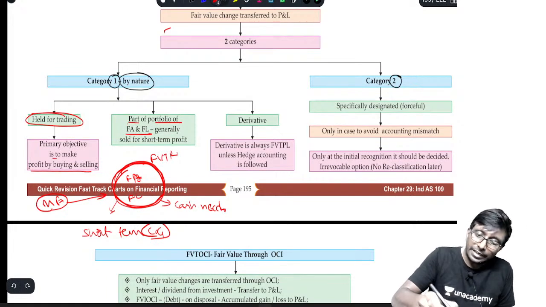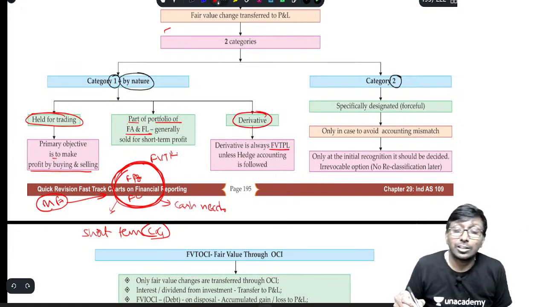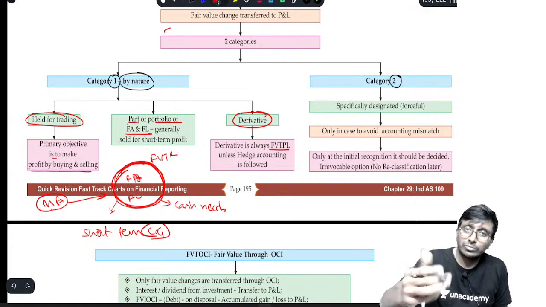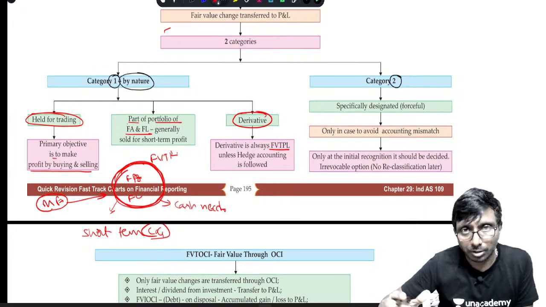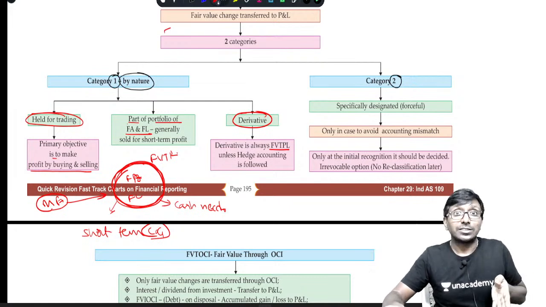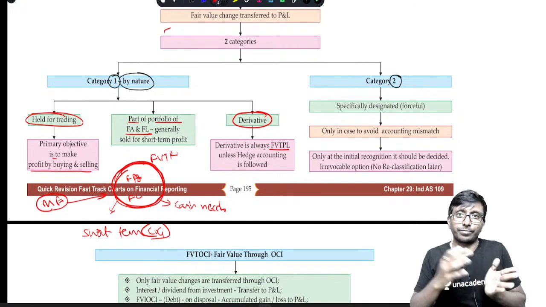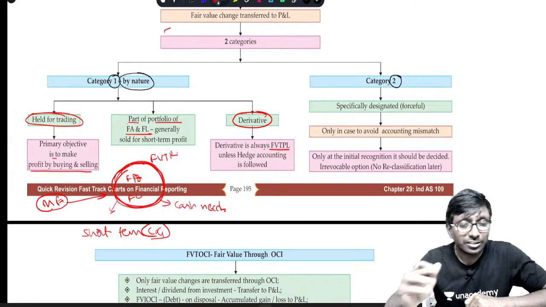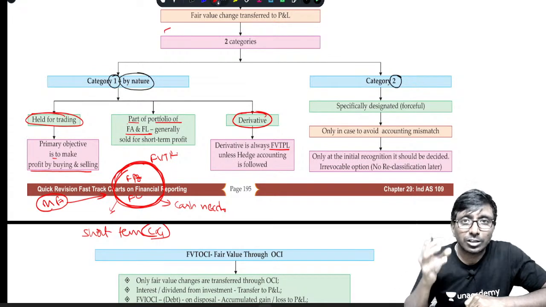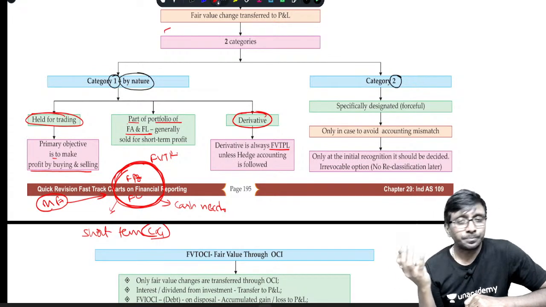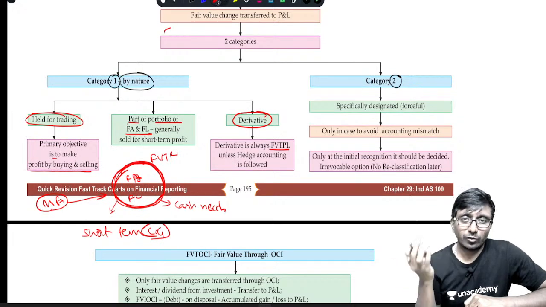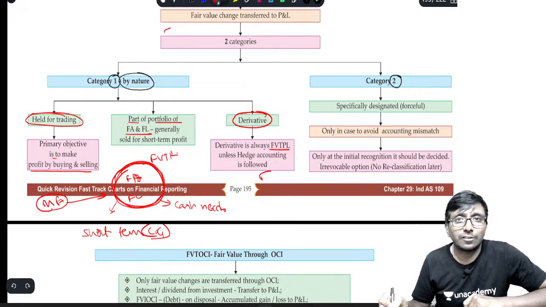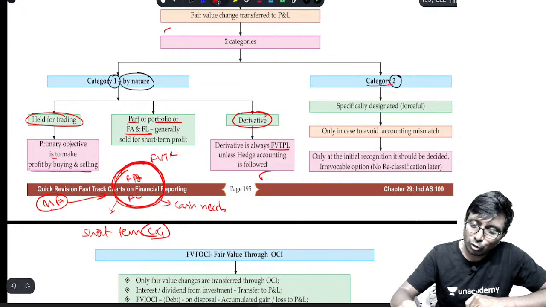That's it. A derivative is always FVTPL unless you follow hedge accounting for the derivative. Which we will discuss in the next class, when I discuss the classification of financial assets. It does not satisfy the SPPI test, and with respect to a derivative there is no contractual cash flow. When there is no contractual cash flow and no SPPI test, automatically FVTPL only is the result for them. Got it? Next, Category 2.